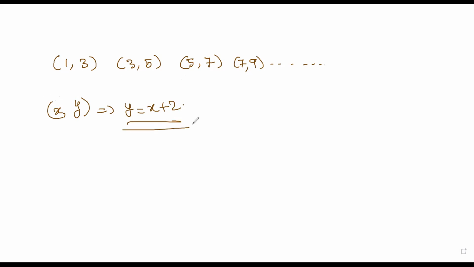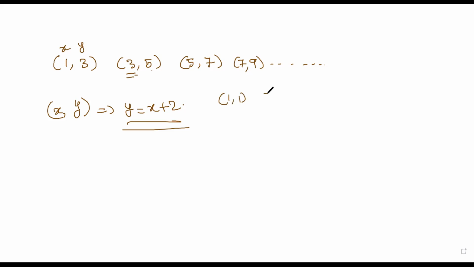Check it out. If I mark it as x and y, if I add 2 for the first number, I will get the second number. For the x coordinate, if I add 2, I will get the second number. This is called a function. It is a collection of a set of ordered pairs which follow the same trend. For example, let me take another example.